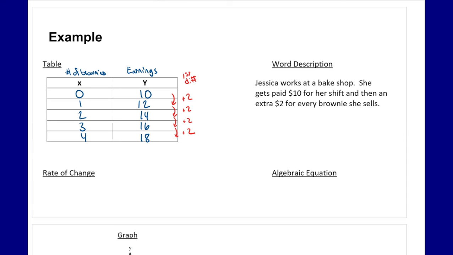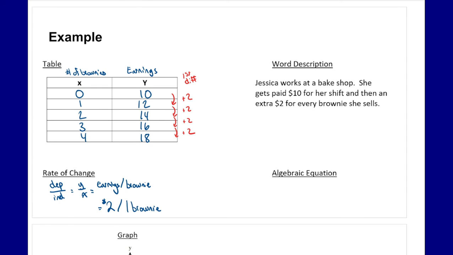The rate of change is the dependent over the independent, or the Y over X. So in this case, earnings per brownie. So how much does she earn per brownie? Well, in this case, it's $2 per brownie, or per 1 brownie. You could say the rate of change is 2.